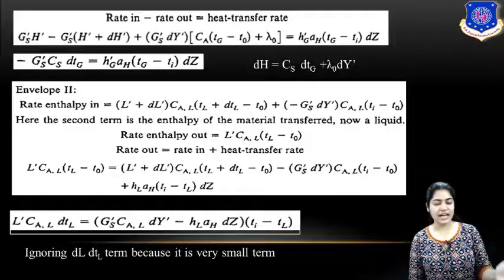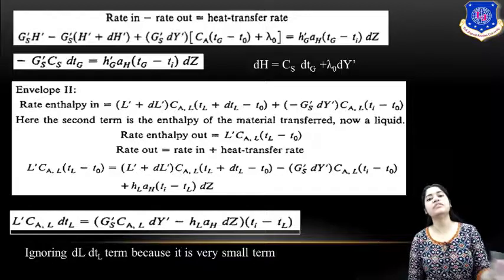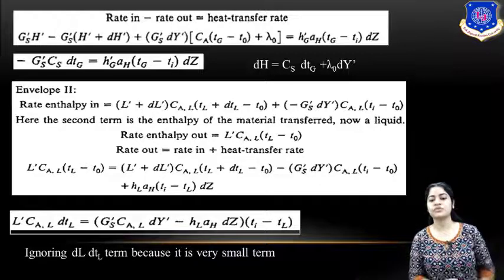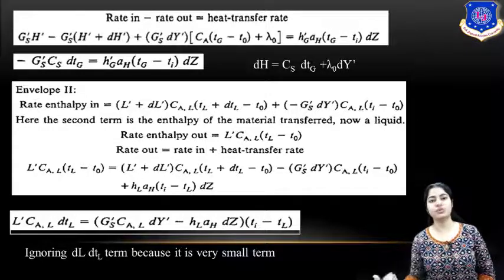Your enthalpy is a thermodynamic property, right? Like internal energy, it doesn't have an absolute value. So what you are doing is calculating it with reference to a reference temperature. Here T naught, that is your 0 degrees Celsius, is your reference temperature. So the associated enthalpy is this given term, plus minus Gs dash into dy dash into CAL into delta T. So that is the enthalpy associated with the amount of liquid which is going to the gas phase.